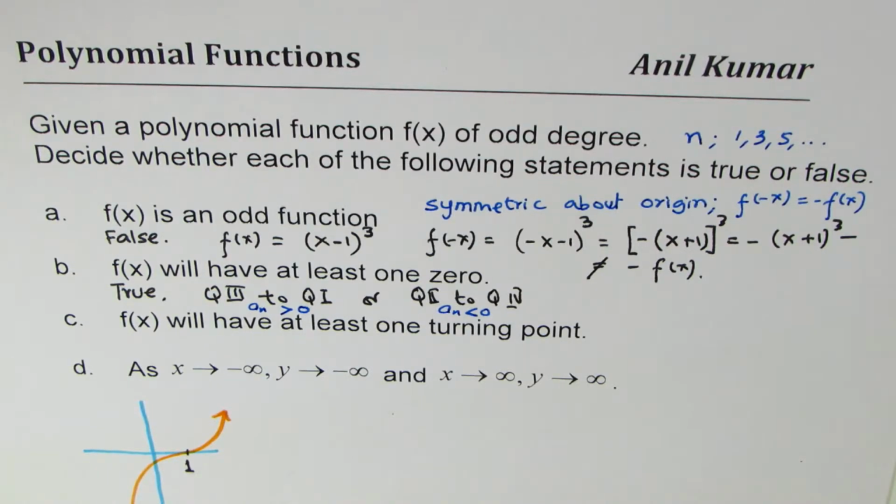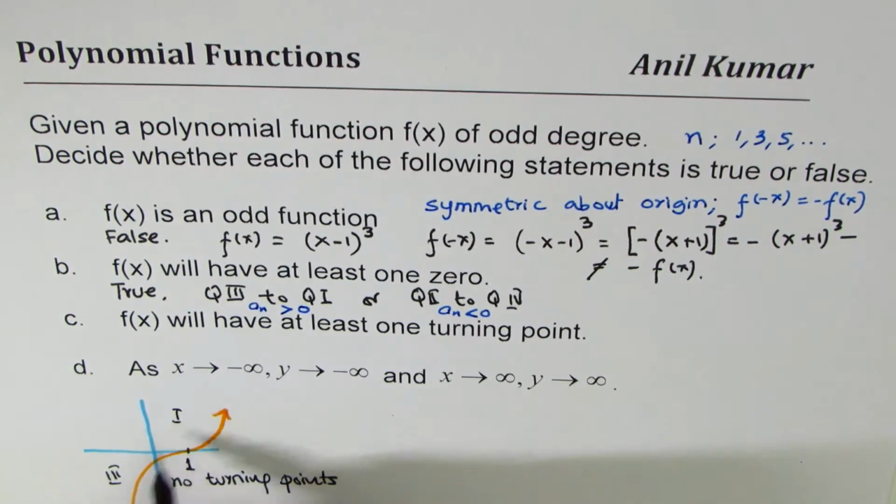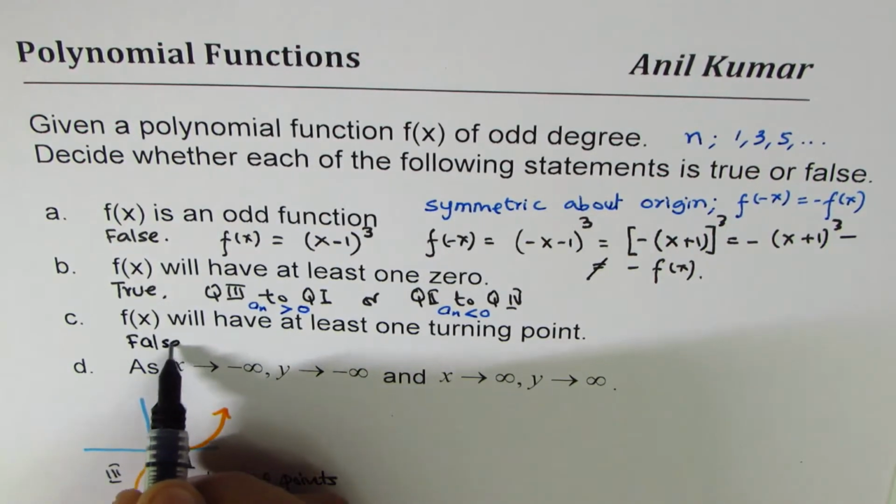C, f of x will have at least one turning point. Well, as you can see from the given example, no turning points, right? To cross from quadrant 3 to quadrant 1, we don't have to turn. Therefore, this statement is false.